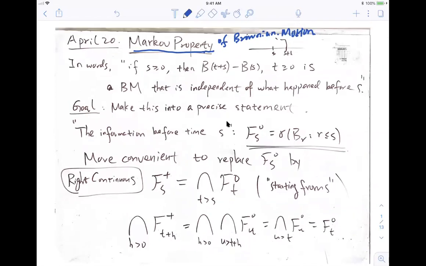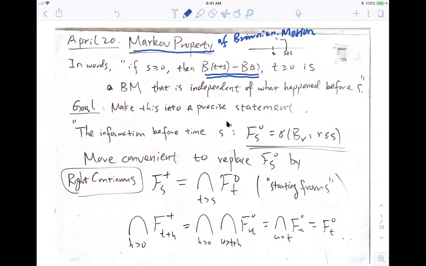So this actually really has the Markov property, right? Because if you look at, for instance, B_t minus B_s, this is a normal distribution. This normal distribution doesn't depend on B_s, or on everything that happened before s. But we need to make this precise in a mathematical way.